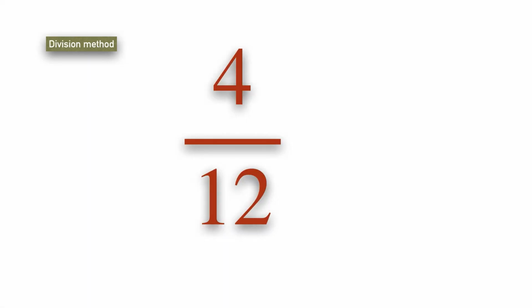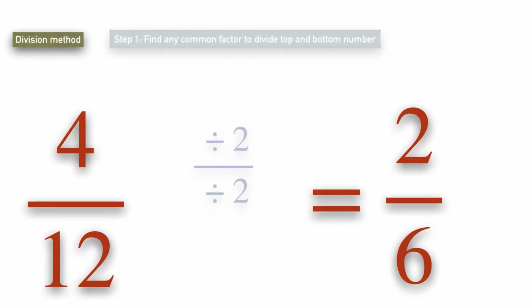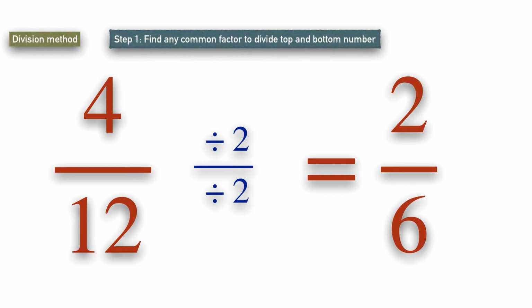Let's consider another fraction, 4/12. Can you think of a number that divides 4 and 12? In this case, we will use the division method to find the fraction in its simplest form. Notice that the numerator and denominator are both even numbers. And we know that any even number can be divided by 2. 2 is the smallest number that divides 4 as well as 12. It gives you 2/6.